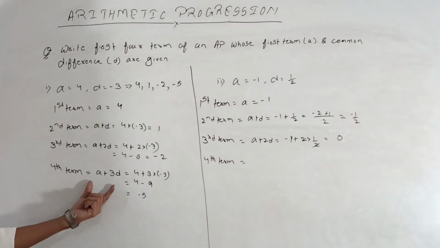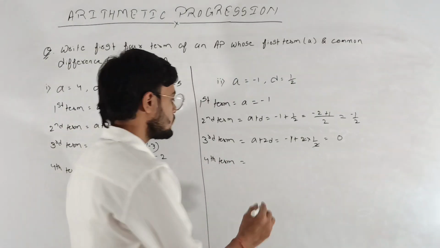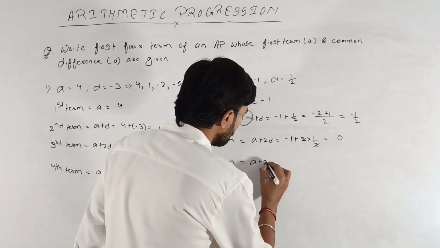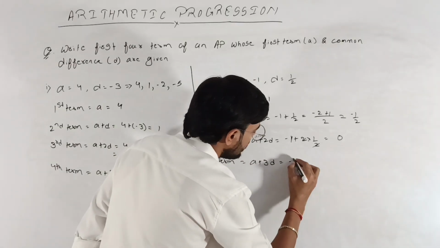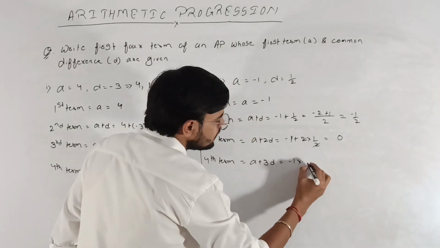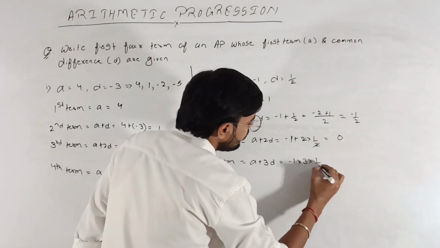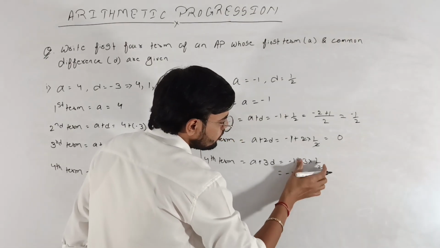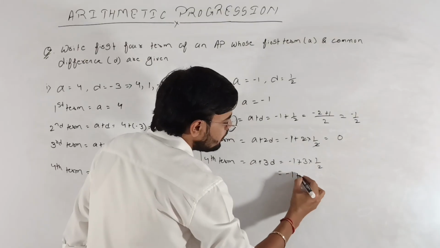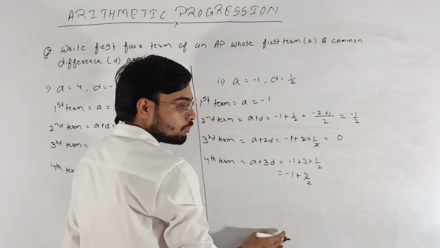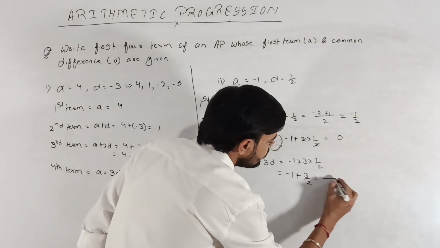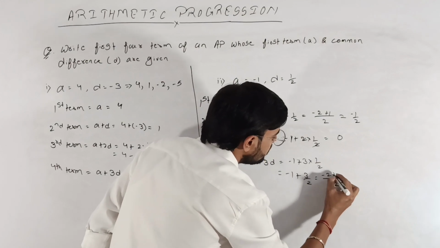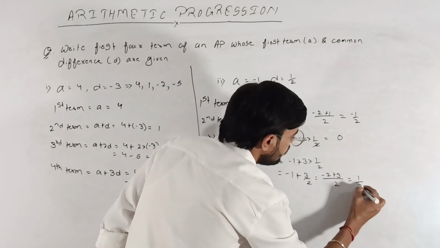Fourth term is a plus 3d. So here a plus 3d is the fourth term. A plus 3d is equal to a, which is minus 1, plus 3d, which means 3 into 1 upon 2. So this will become minus 1 plus 3 upon 2. Now we have to take the LCM. LCM is 2. So here minus 2 plus 3, which is equal to 1 upon 2.